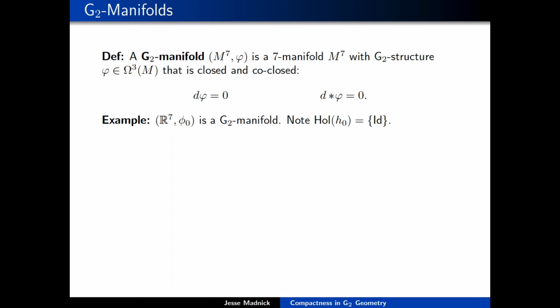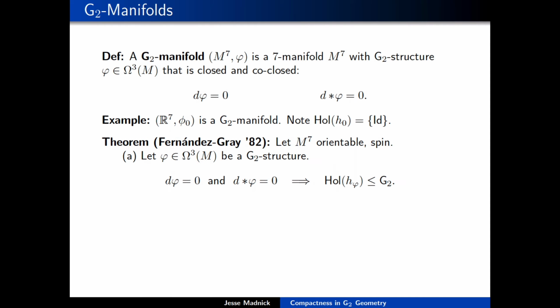Note that, for example, the flat R7 with its associative 3-form phi 0, that is a G2 manifold. Its holonomy group is just the identity. I mention this because there's, I think, maybe a misconception that G2 manifolds are precisely the 7-manifolds with G2 holonomy, and clearly that's not true by the example of flat R7. However, there is a relationship between G2 manifolds and G2 holonomy, and here it is.